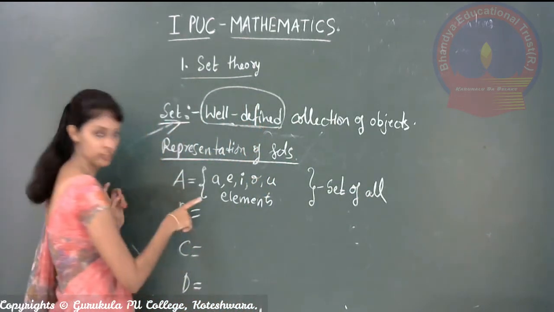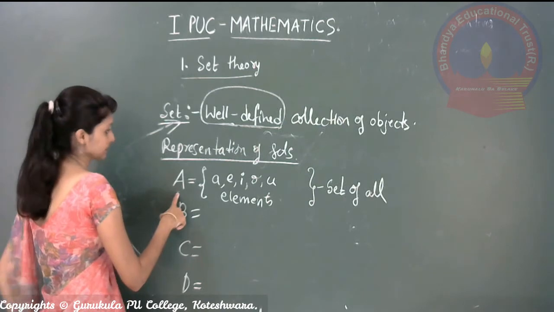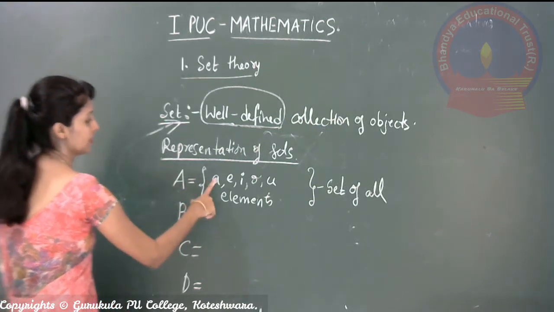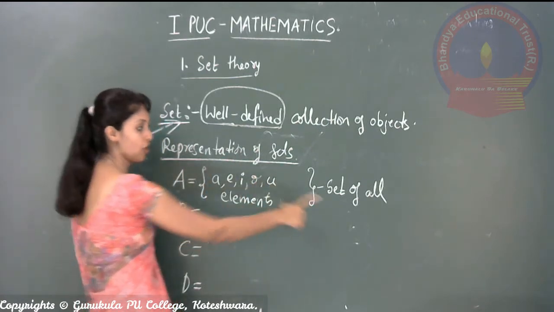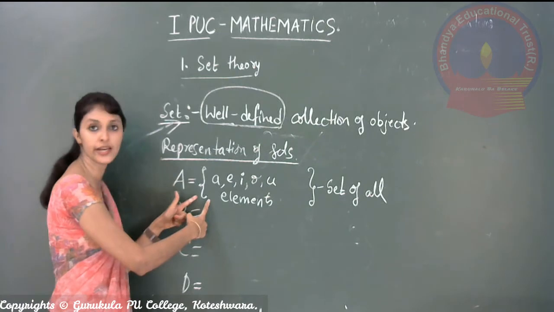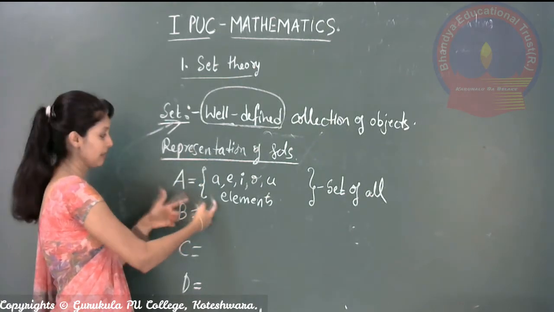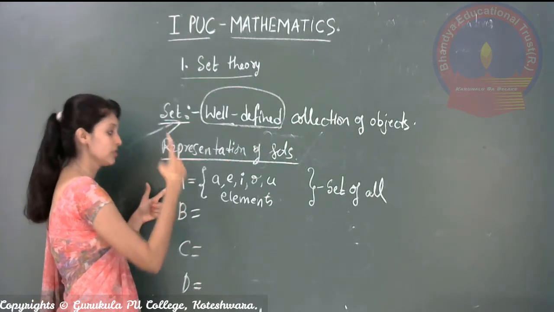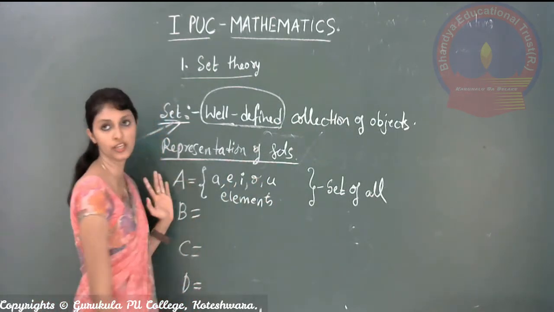Now how do we read this? A is equal to set of all A, E, I, O, U. The flower bracket means set of all. A is equal to flower bracket, we are not going to pronounce it as such. We are going to pronounce it as set of all A, E, I, O, U, and we read it that way.